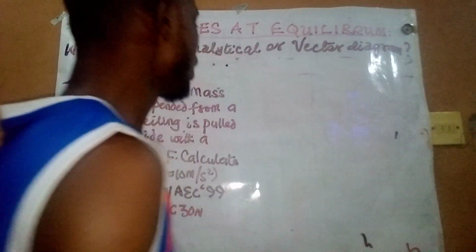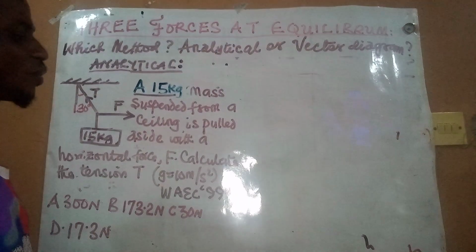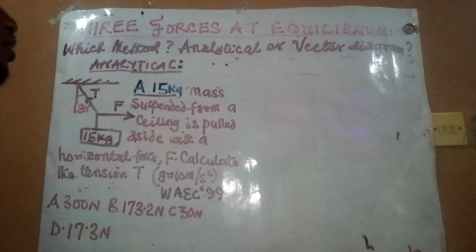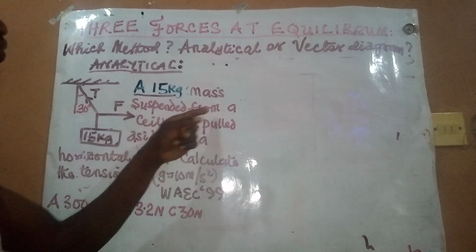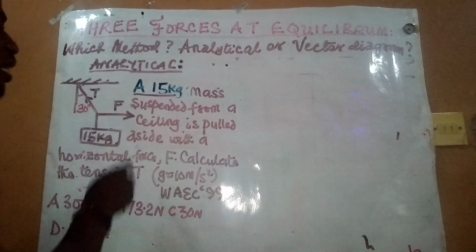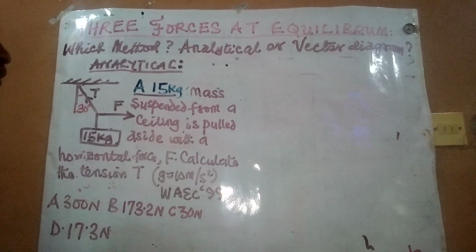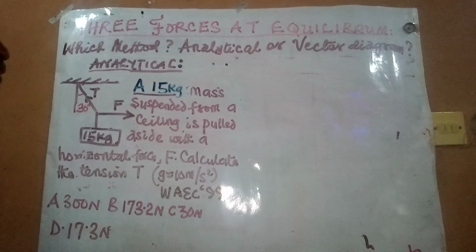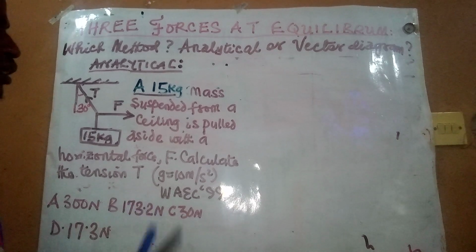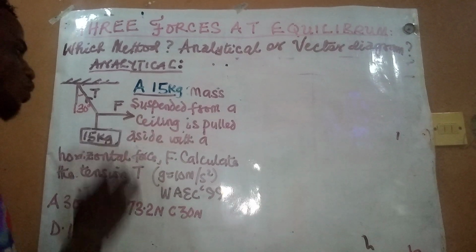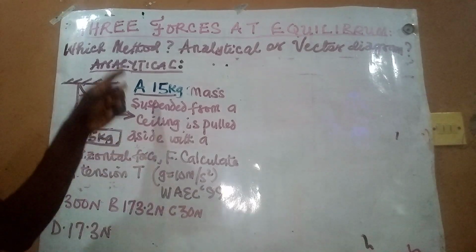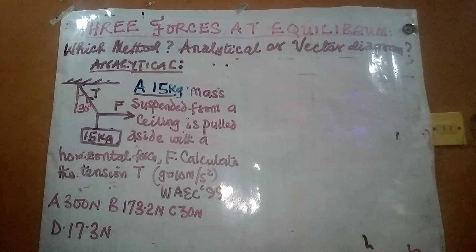Alright, enjoy the class. Here we have a WAEC past question of 1999, which says that a 15 kg mass suspended from a ceiling is pulled aside with horizontal force F. Calculate the tension T. In bracket we have g equals 10 meters per second squared, and the options are here. Alright, let's tackle this first of all with the analytical method.